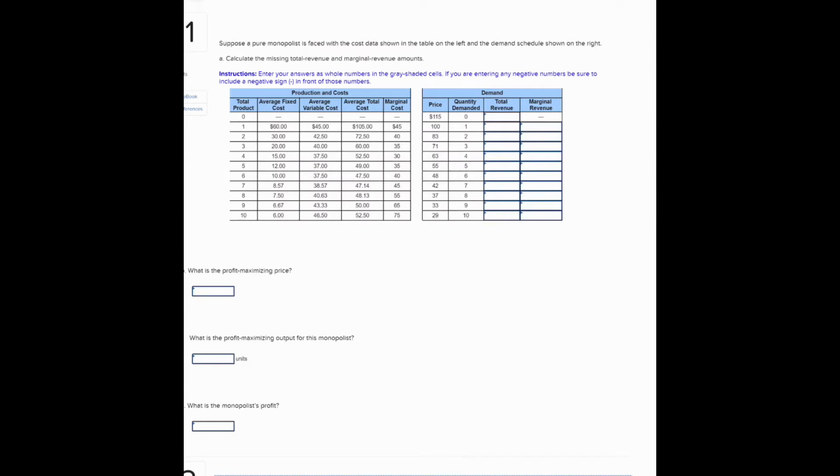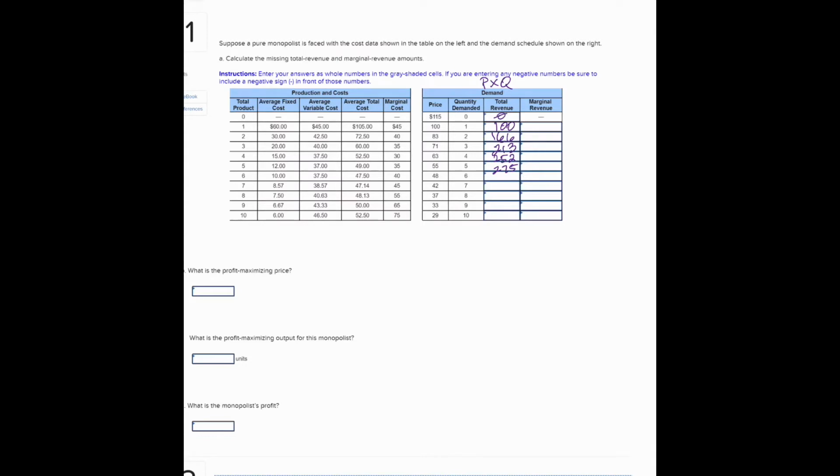So the cost information is given to us. Our total revenue is price times quantity. That's our calculation for total revenue. So we can pretty quickly see how this is going to go. 100 times 1, 83 times 2, and so on. And you have the values there in front of you. 166, 71 times 3, 213, 252, and so on. So I'm actually going to only go that far.